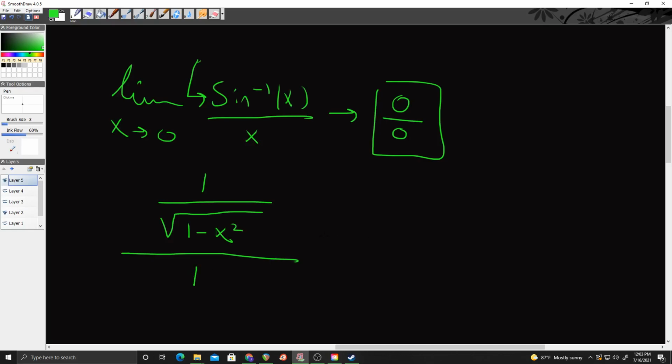All right. So now we need the limit as x approaches 0 of what we have, 1 over the square root of 1 minus x squared. And now if we plug in 0, we're good to go. We get 1 over the square root of 1, which of course is just 1. And so that limit is 1. Okay. And so there we go.